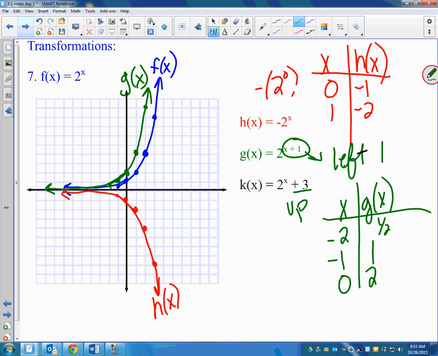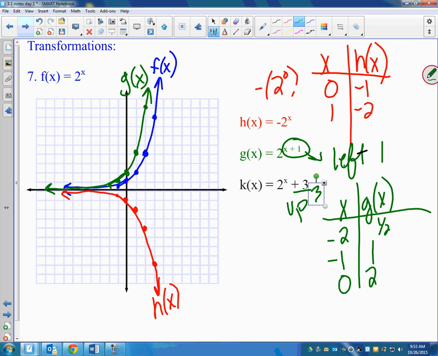Yes, and since it's +3, we know that that means it's moved up 3. Probably this is the one that I see the most mistakes on, because we get so used to having that asymptote on the x-axis. If you move up 3, your asymptote has also moved up 3, right?